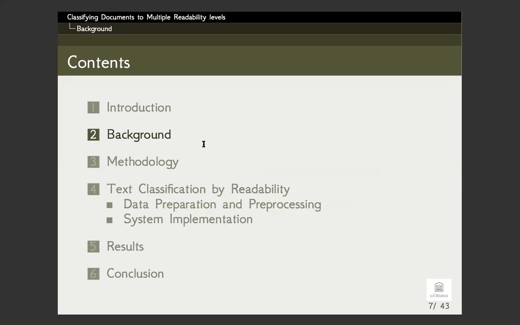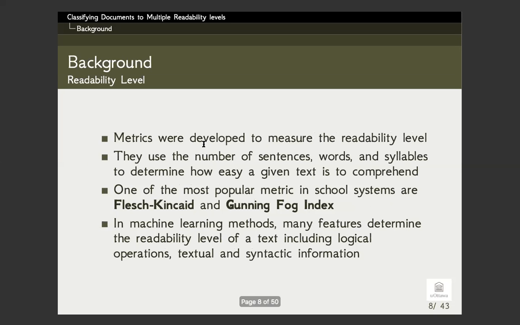For the background, readability level metrics were developed to measure the readability level, and they use the number of sentences, words, and syllables to determine how easy a given text is to comprehend. One of the most popular metrics used in school systems are Flesch and Kincaid and the Gunning Fog index. That's why we will use those two metrics in our work.